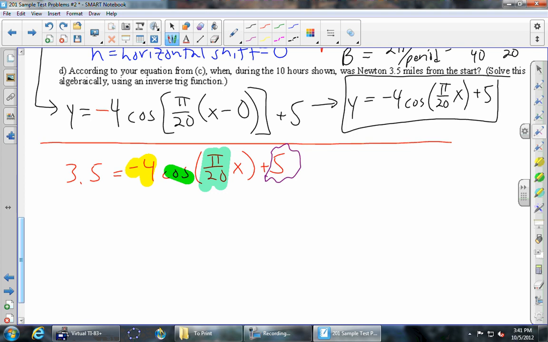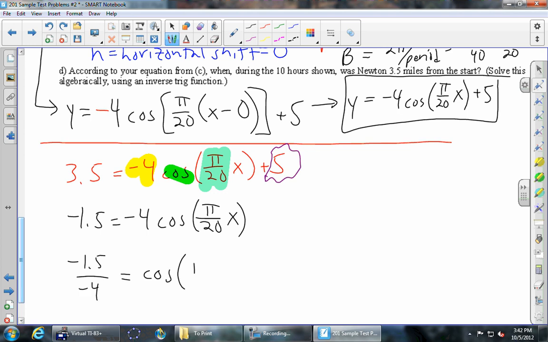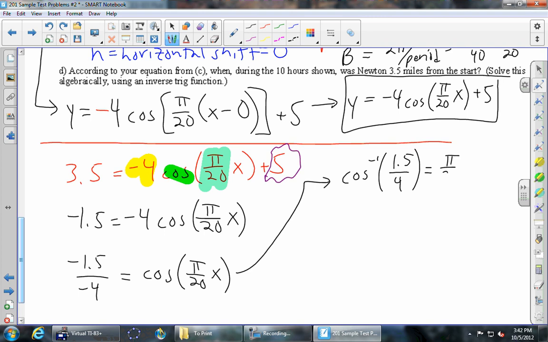So the first thing that goes is the 5. So we'll subtract 5 from both sides. Next thing that needs to move is the negative 4. So we'll divide both sides by negative 4. Next thing that needs to move is the cosine. So we'll take the inverse cosine of both sides. I'll go ahead and cancel those two negatives. And when you take the inverse cosine on the right-hand side, it cancels with the cosine. So we're just left with pi over 20x.